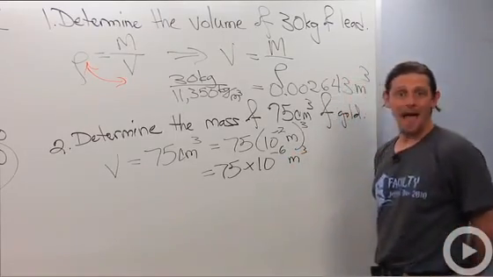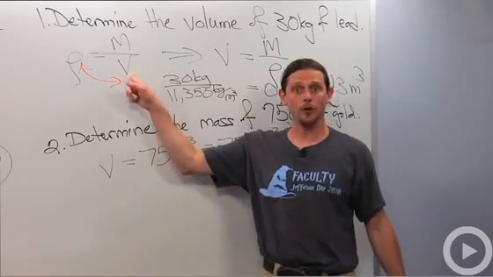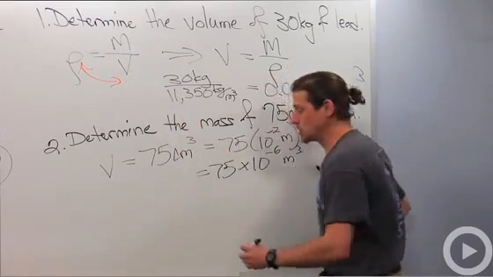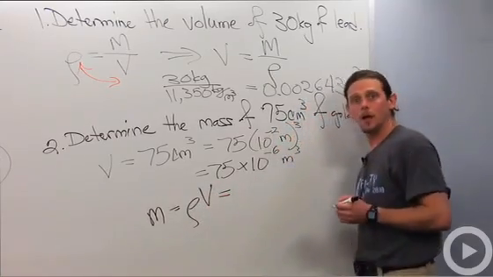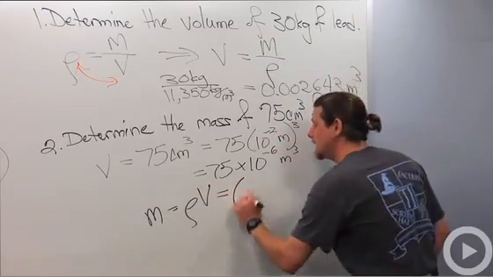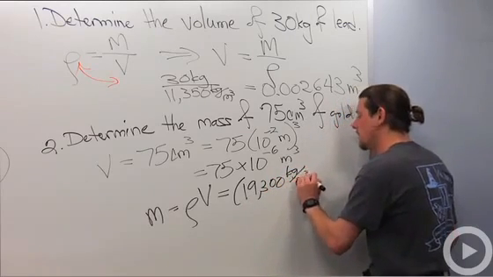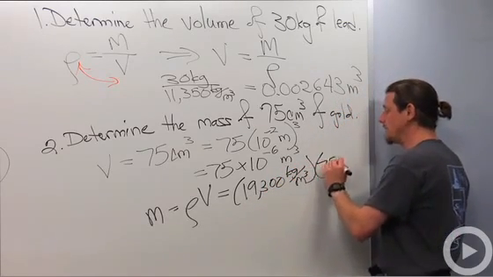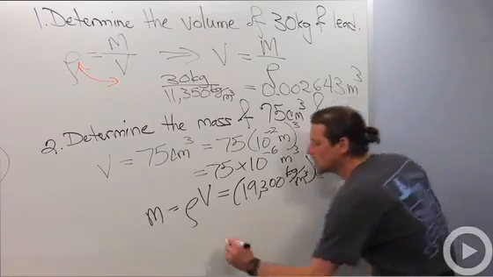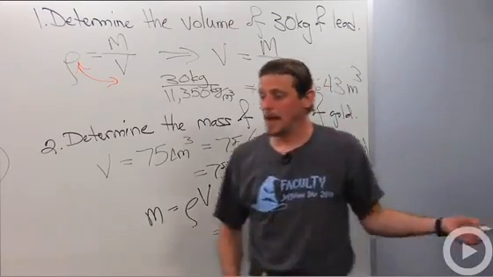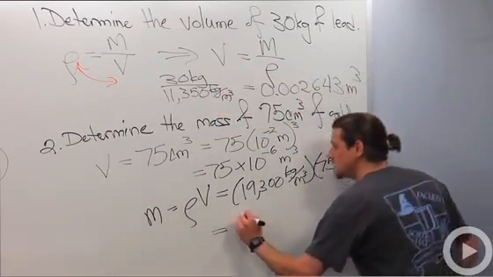So now I want the mass. Well, again, we've got our density equals mass over volume. We can solve for mass and just write mass equals density times volume. This is gold, so its density is 19,300 kilograms per cubic meter. We'll multiply by 75 times 10 to the minus 6 cubic meters. And that will give us, again, using our trusty calculator, 1.4475.